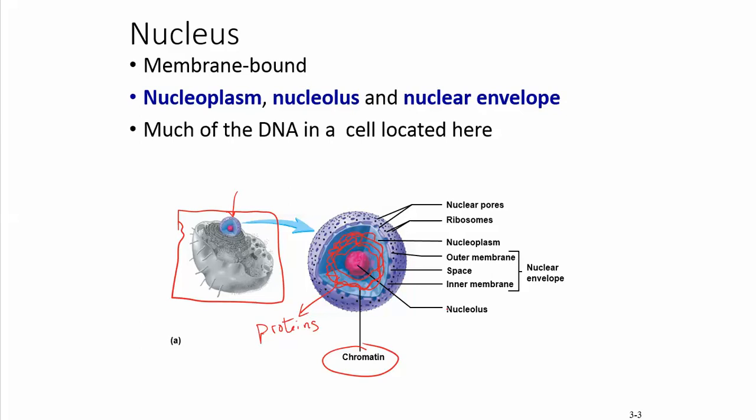Okay, we see this thing called a nucleolus. I'll say more about that, but that's where something called ribosomes are made. Okay, so it's a darker area where ribosomes are made, and then we make a copy of an mRNA that comes out through the nuclear pore.